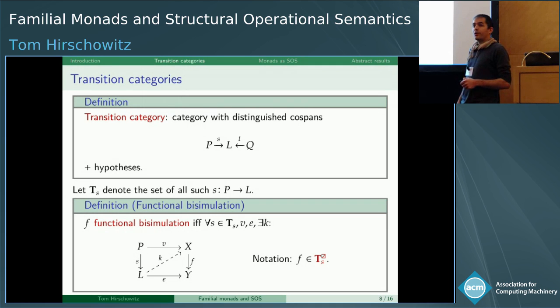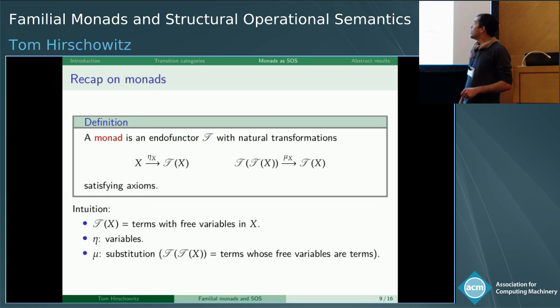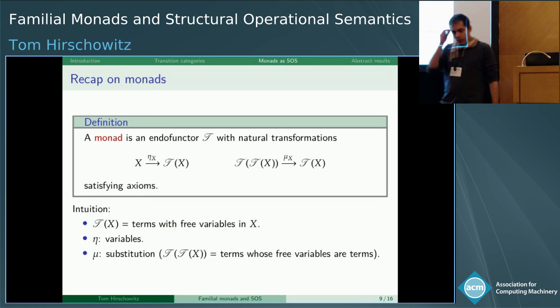So we can define functional bisimulations in the abstract setting by lifting exactly like before, except that here F should have the lifting property for all source morphisms in TS. And we denote that by this orthogonality-like notation. Right, so now why do monads have anything to do with source specifications?